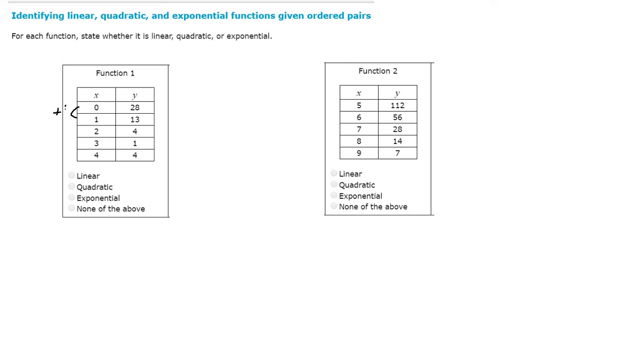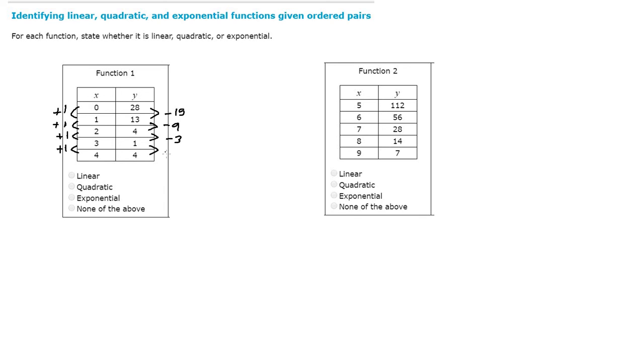So this is increasing by 1, increasing by 1, increasing by 1, increasing by 1. Once you look at the corresponding y values, there's not a constant change. From 28 to 13, it is decreasing by 15. From 13 to 4, it is decreasing by 9. And from 4 to 1, it is decreasing by 3, because 4 minus 3 is 1.